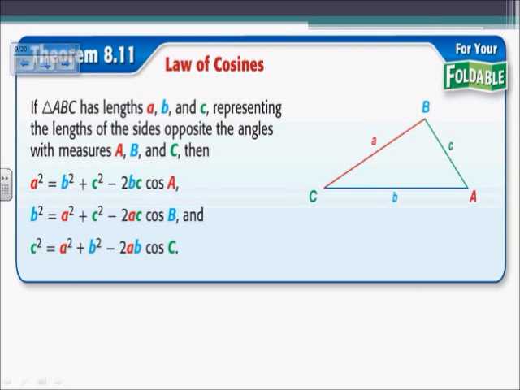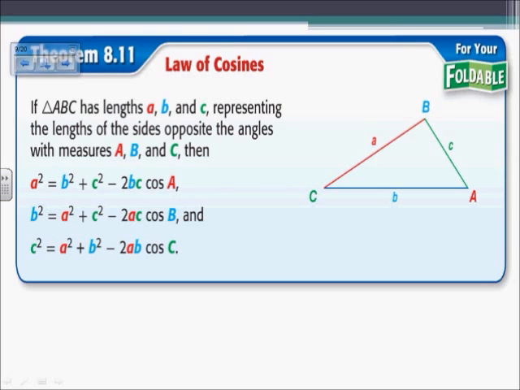Countering the law of sines, we have the law of cosines. The law of cosines can be applied with different pieces of information, and the three sides, A, B, and C, can be solved for with the following equations. The first one is a squared is equal to b squared plus c squared minus 2bc cosine A. And if you look, the pattern is pretty much the same, and you can see it color coordinated throughout.